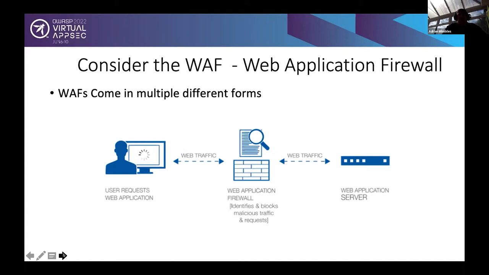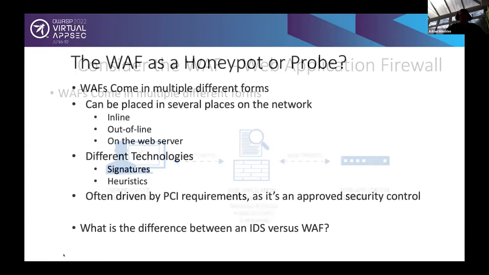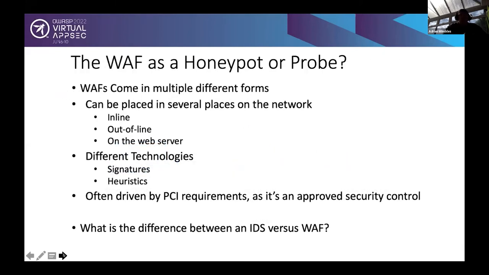It tends to act as a proxy as well. But the WAF can front our web server, it can front our load balancer. It can be used in many different ways. The WAF is our application level defense, essentially. Remember, we can put the WAF in line, out of line. I mentioned we can put it on the web server itself. It can use different types of technologies. It can use both signature detection and heuristics.